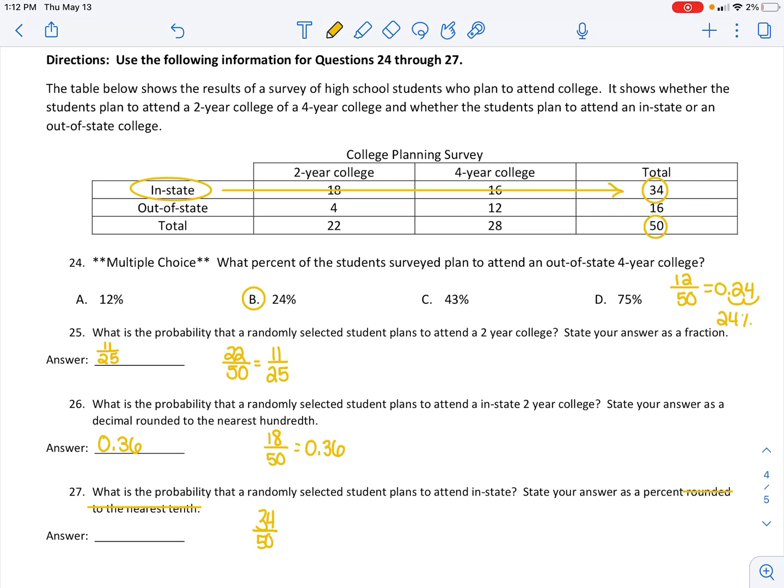So we have 34. Let's see, 34 divided by 50, and that gives me 0.68. And if I move my decimal place twice, that's going to give me 68%.